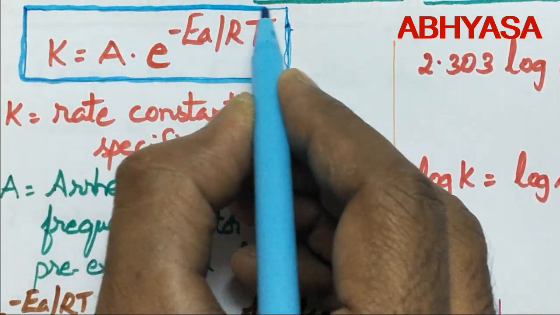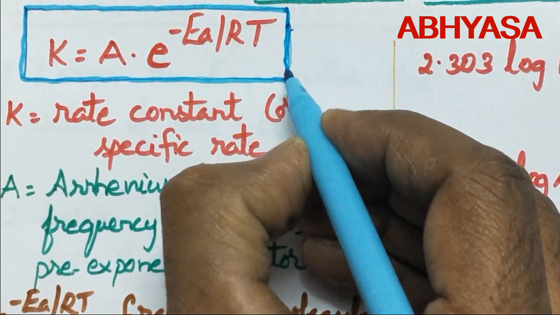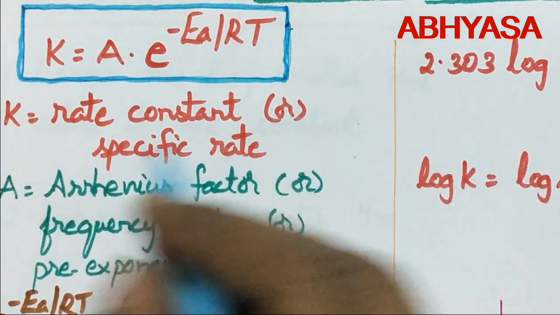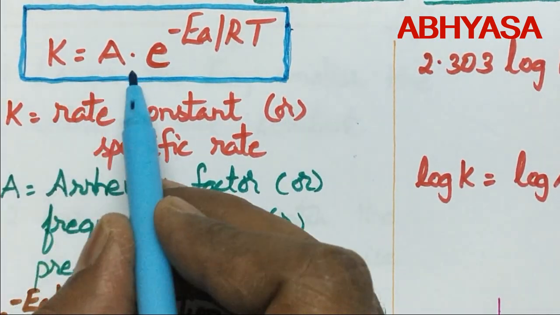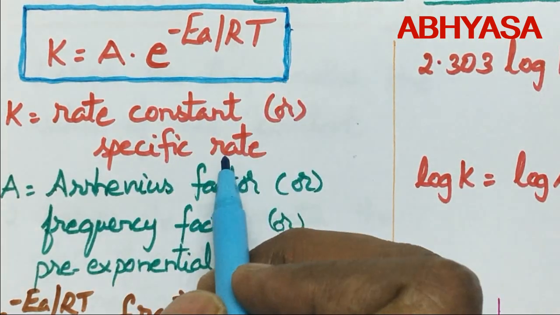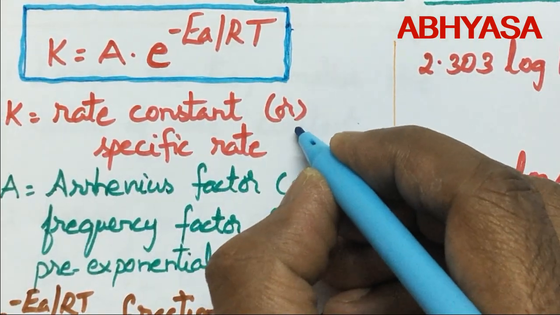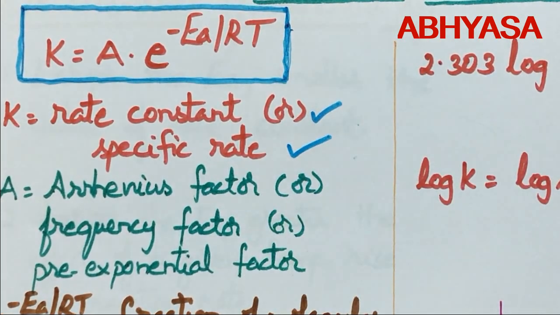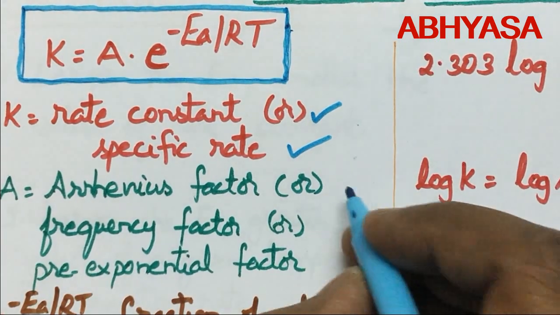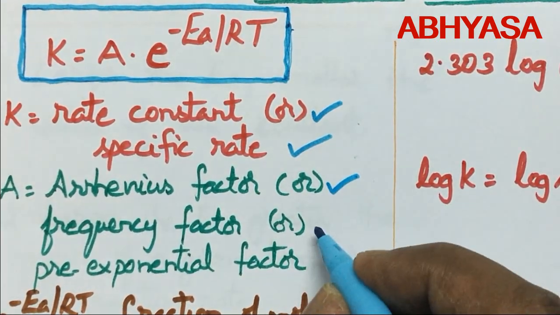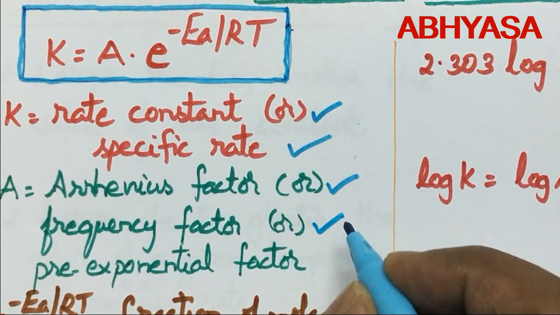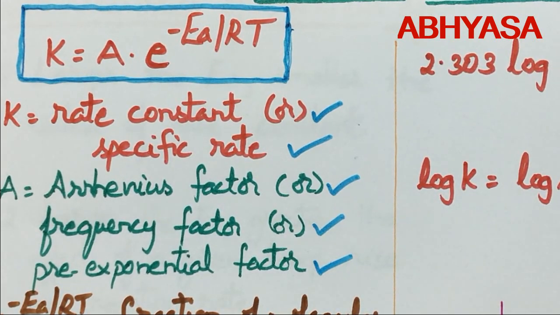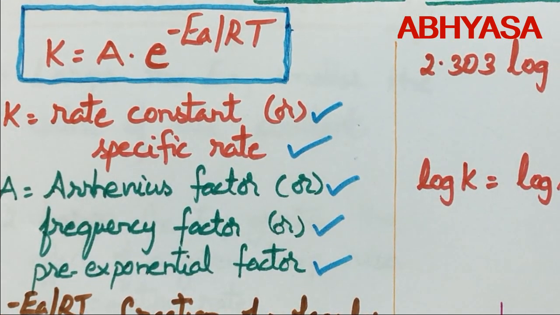And many times in the board examination, they also ask simply what is Arrhenius equation and explain the terms involved in it. So the equation is K equal to A into e to the power of minus EA by RT. What is K? K is the rate constant, or we also call it as the specific rate. Then what is A? A is the Arrhenius factor, or we also call it as frequency factor or pre-exponential factor. So what is A? Simply it is Arrhenius factor.